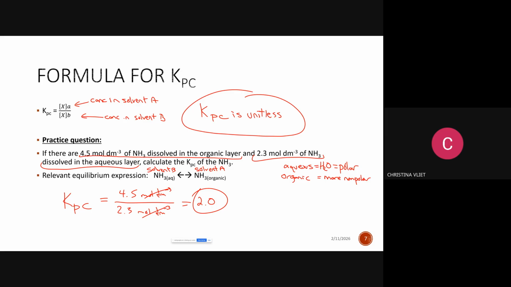Okay, so what does this actually mean? A KPC of 2.0 means that 2 times the amount of NH3 is dissolving in the organic layer than is dissolving in the aqueous layer. Does that make sense? You may want to write that down: 2 times the amount of NH3 dissolves in the organic layer than the aqueous, or a ratio of 2 to 1. Because KPC at its basics is a ratio of how much your solute dissolves in one layer versus how much it dissolves in the other layer. If you understand that, you'll understand the math that follows a little bit better.